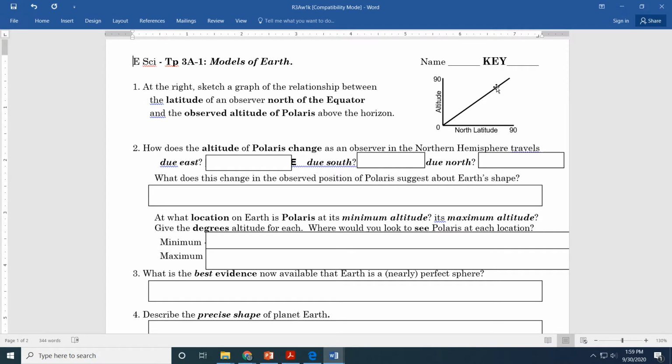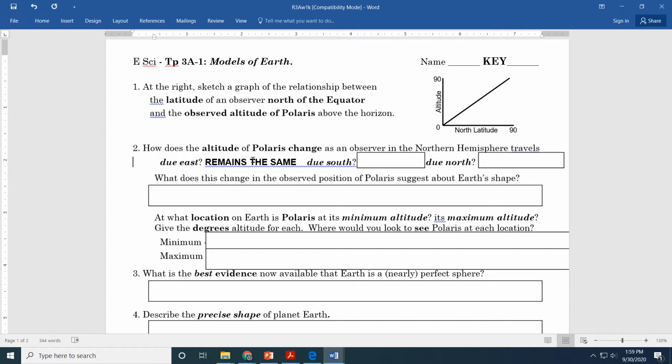Number two, how does the altitude of Polaris change as an observer in the northern hemisphere travels due east? Well, we just said that if you go north or south, Polaris goes higher in the sky if you go north, lower in the sky if you go south. Never did I mention east or west. If you go east, it doesn't affect it. It remains the same. Going east or west does not affect the height of Polaris in the sky.